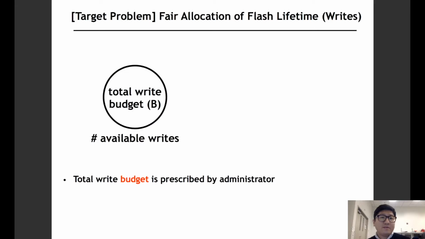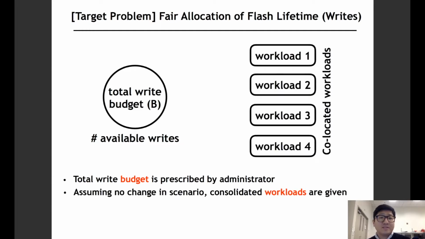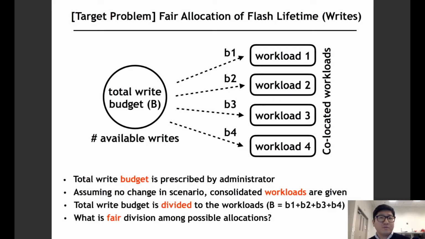Now let me define our target problem, fair write allocation. First, the total write budget is prescribed by the administrator. Then, assuming that there is no change in the workload consolidation scenario, workloads are given. Then the total write budget is divided among the workloads. Here, what is a fair division among possible write allocations?